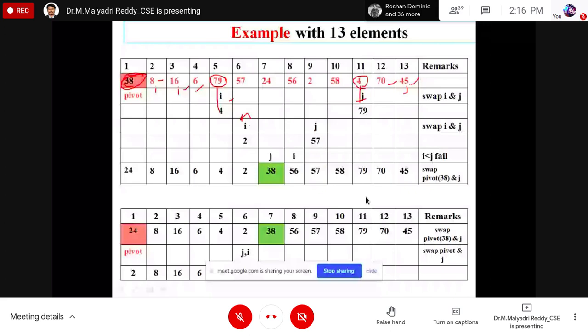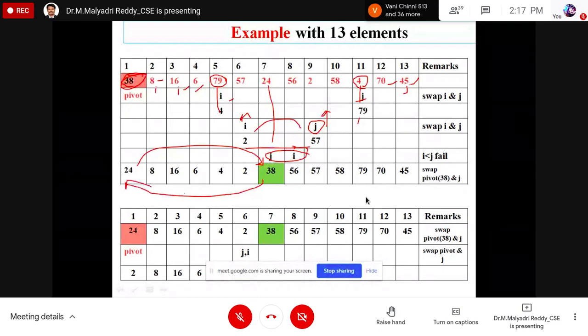Next, i comes to here, 24. This 24 is less than 38, right? 56 is greater than 38, stop the iteration. Similarly, j comes to here, 56 greater than 38, and moves to here, 24. Whenever we cross this position, the jth position is swapped with the pivot value. So when you swap these, I will get the array like this.